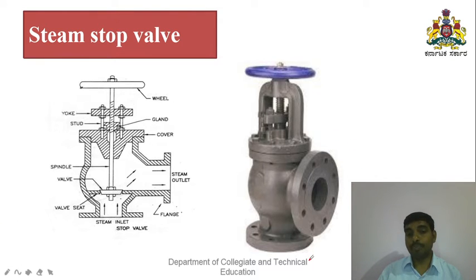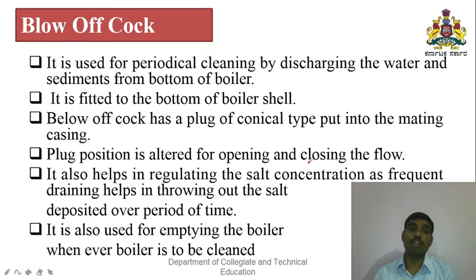From the bottom position steam will enter, and the steam will go out in the horizontal position. This wheel is given for opening or closing of the stop valve. So this is the purpose of the steam stop valve used in the boiler.